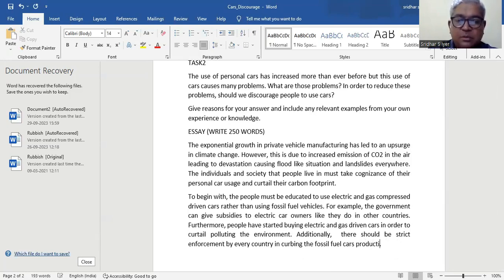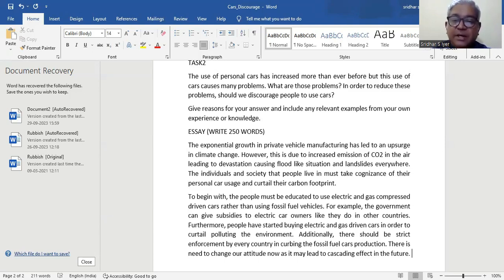So there is a need to change our attitude as it may lead to cascading effect in the future. So I also said there is a need to change our attitude now as it may lead to cascading effect in the future.